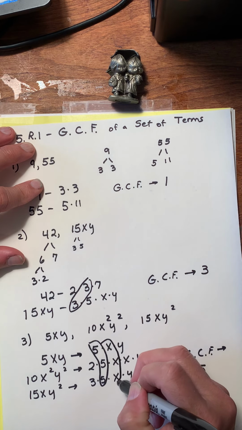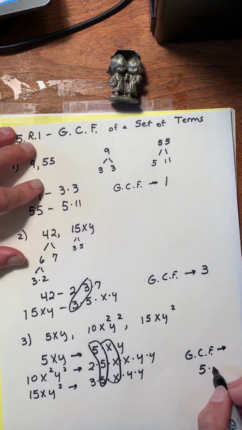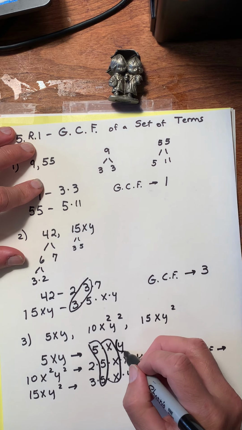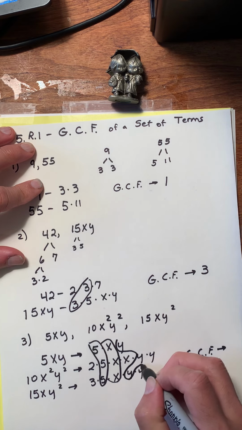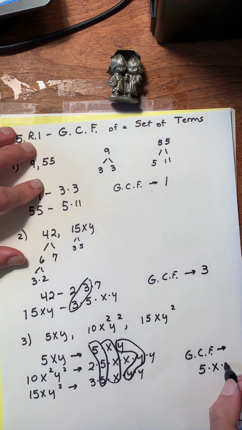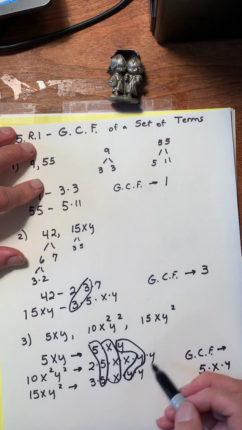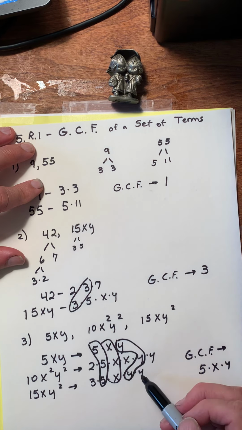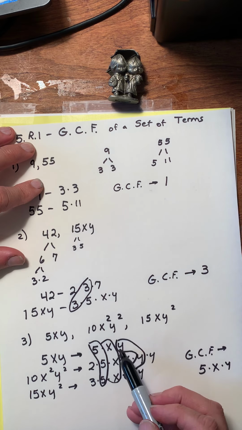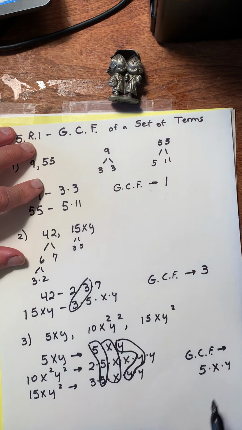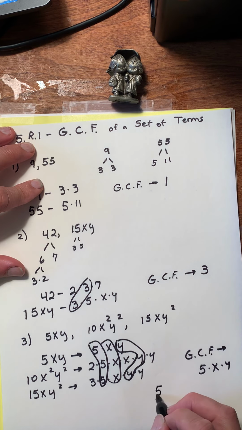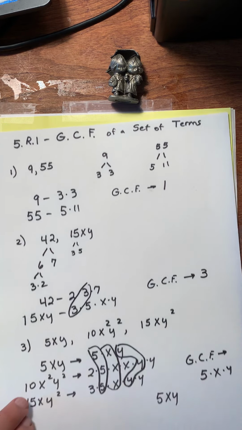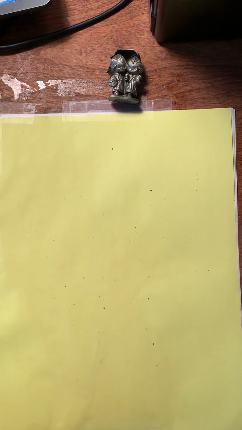Hey, they got an x. They all have an x. 5 times x. They've all got a y. And notice these two guys have y's, but 2 out of 3 doesn't count here. You've got to have something in common with every single factorization. And once you've used it once, you're finished. So the greatest common factor is 5xy. Like I said, not too difficult. Let's work a couple more, then we'll turn you loose on this one.